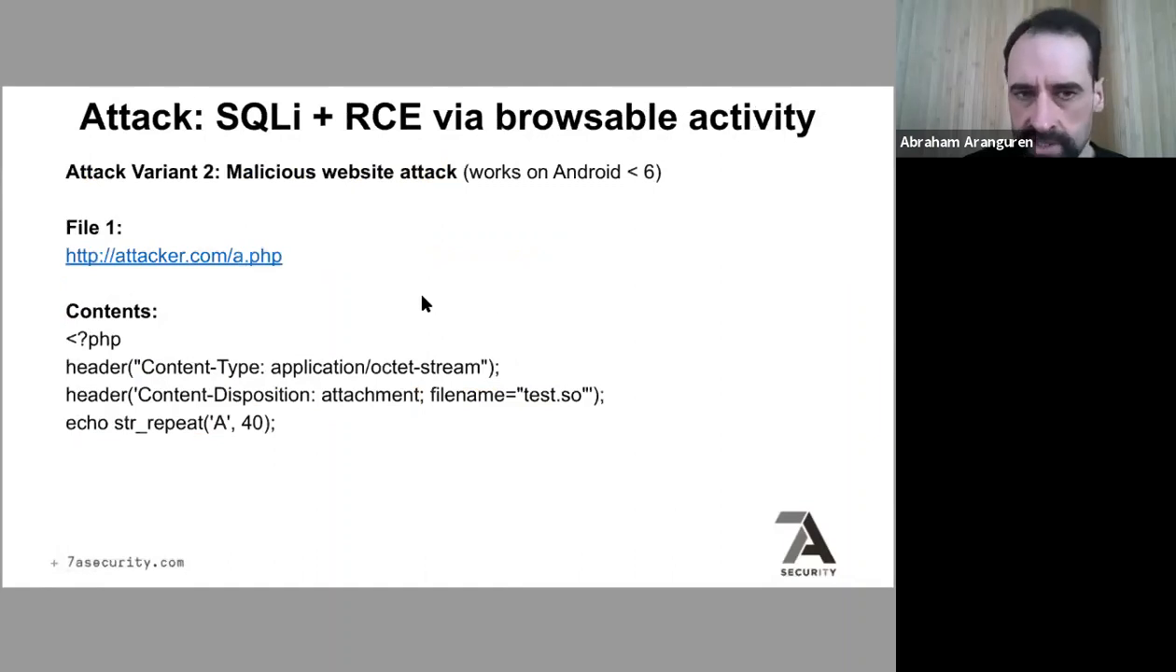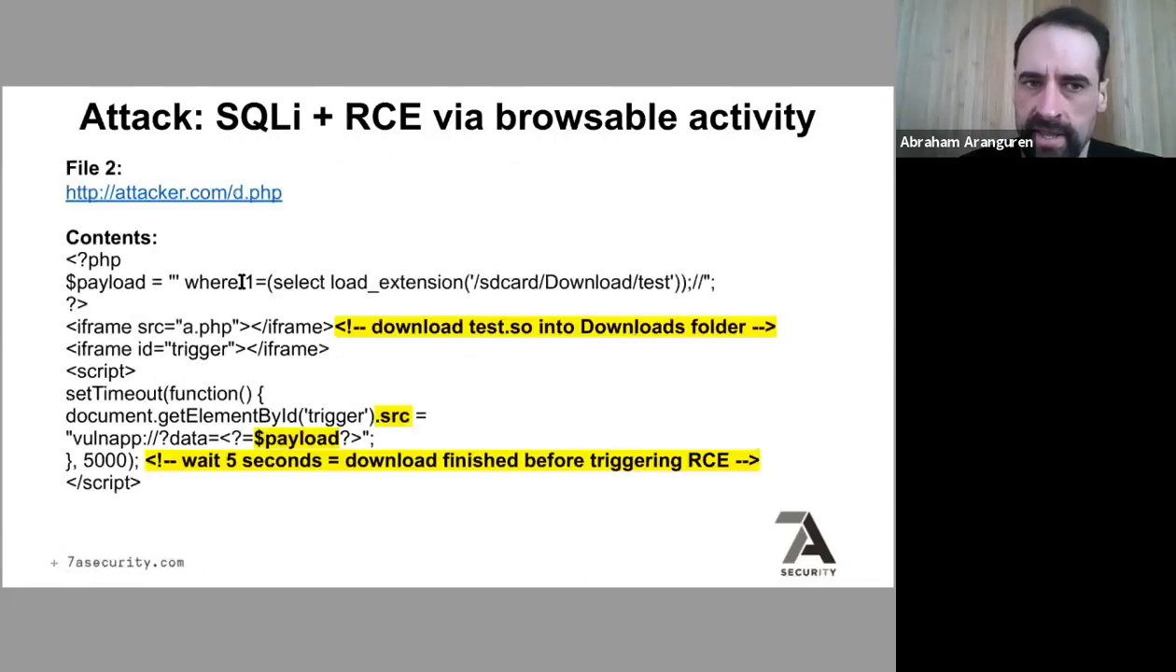Now, since the activity is browsable, this was a very cool attack because it could also be exploited from a malicious website, right? So this works on Android versions below 6. So first we need a page that is going to make the application download our test binary. So this is being downloaded into the downloads directory. Then we load our own previous page. We load it in an iframe.